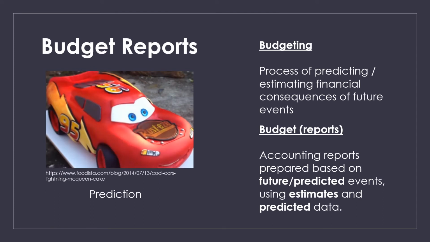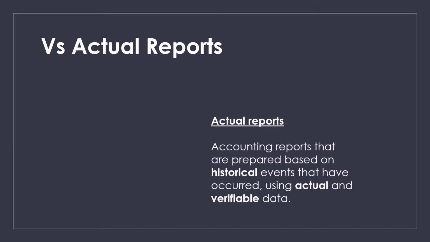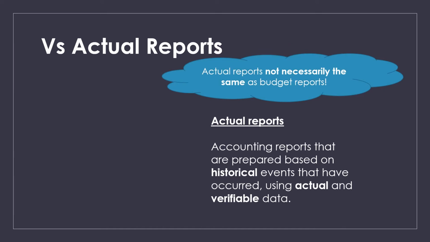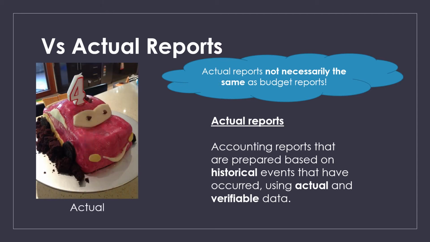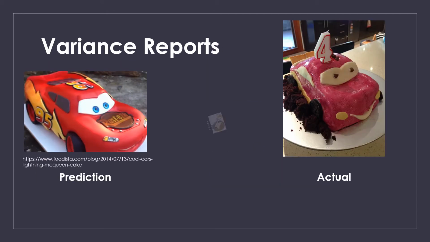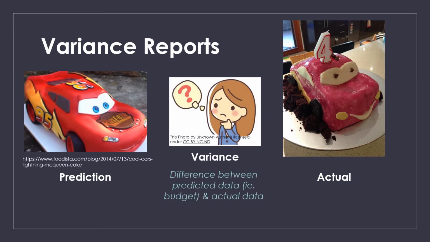This is me making a prediction of how a cake I'm making will look like when it's done. Actual reports are accounting reports that are prepared based on historical events that have occurred, using actual and verifiable data. Actual reports may not necessarily be the same as budgeted reports. A little like how my cake turned out. A variance report is the difference between the predicted data, that is the budget, and actual data.